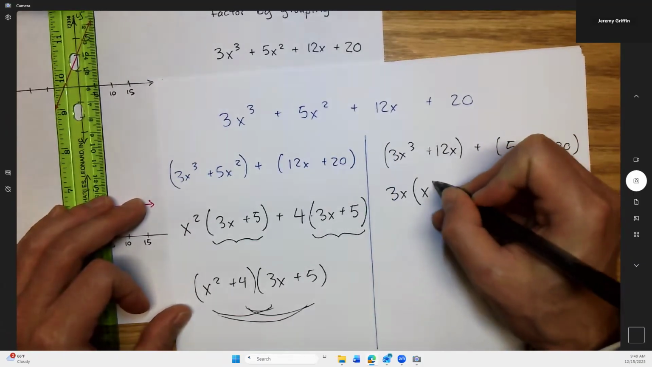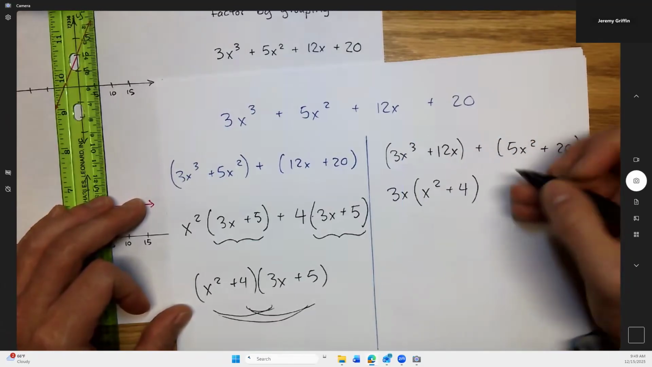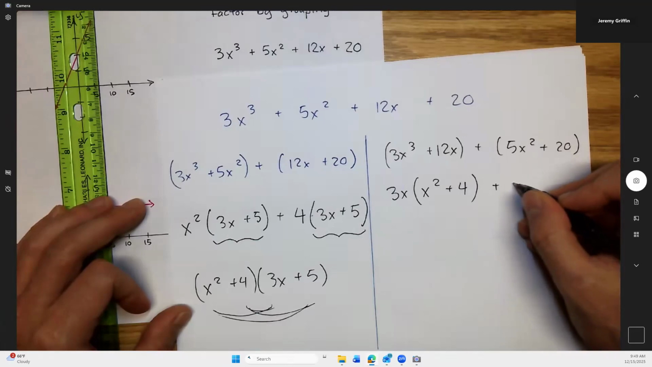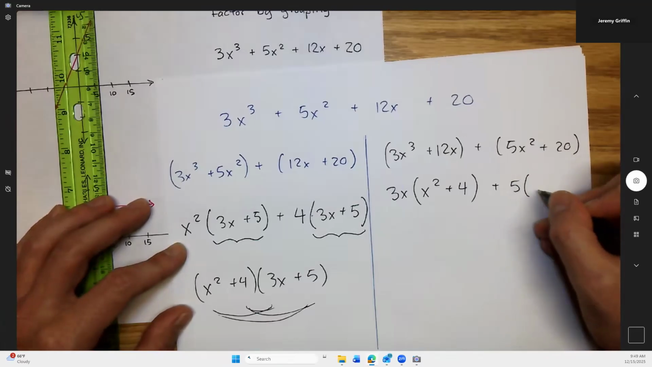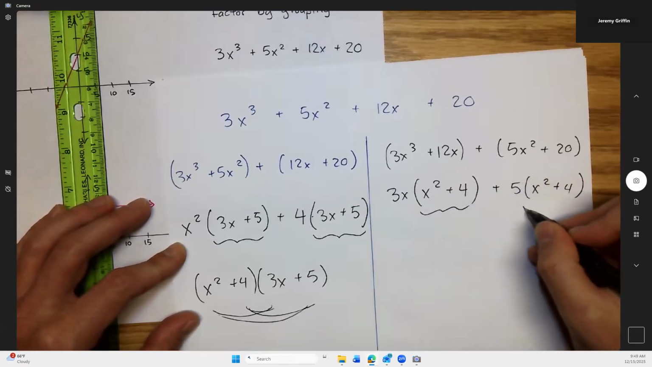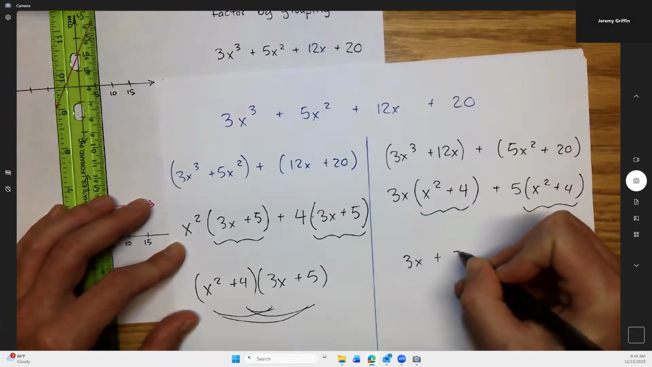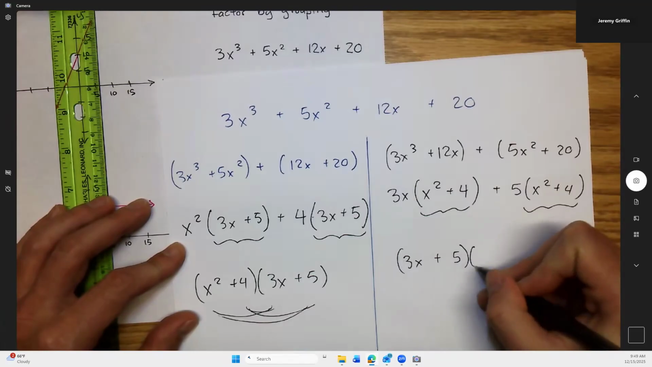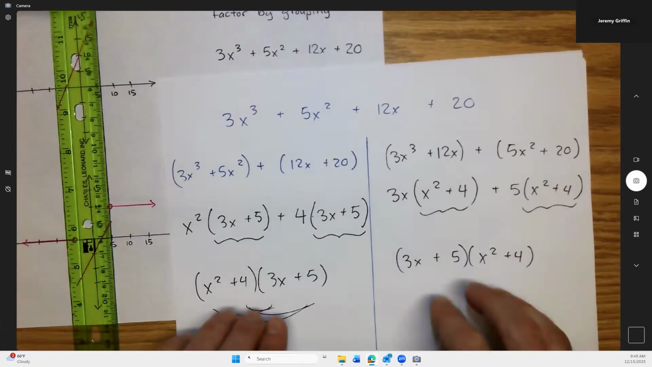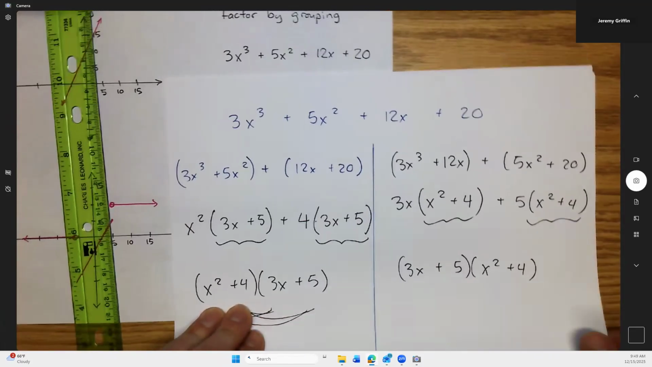Okay. Here I got x squared plus 4. And over here I can pull a 5 out. X squared plus 4. Oh, look at this! Hey, it's the same thing, isn't it? Same thing. Hey, guys, that's factoring by grouping.